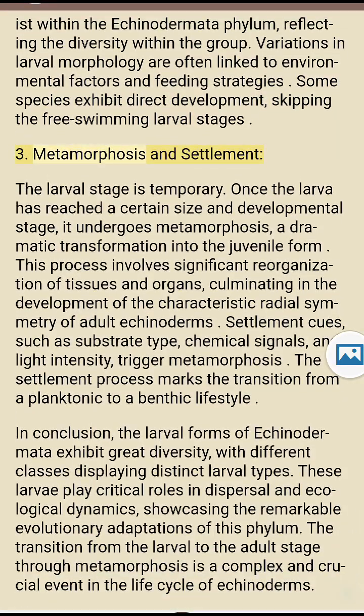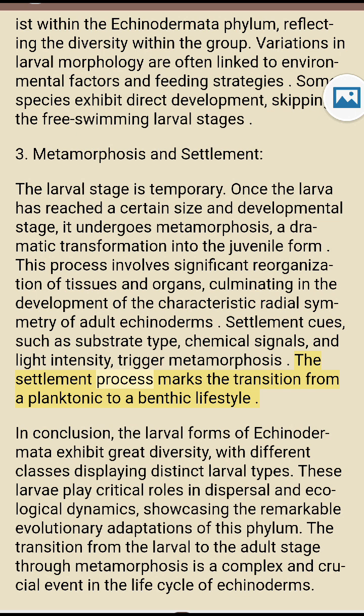3. Metamorphosis and settlement. The larval stage is temporary. Once the larva has reached a certain size and developmental stage, it undergoes metamorphosis, a dramatic transformation into the juvenile form. This process involves significant reorganization of tissues and organs, culminating in the development of the characteristic radial symmetry of adult echinoderms. Settlement cues, such as substrate type, chemical signals, and light intensity, trigger metamorphosis.